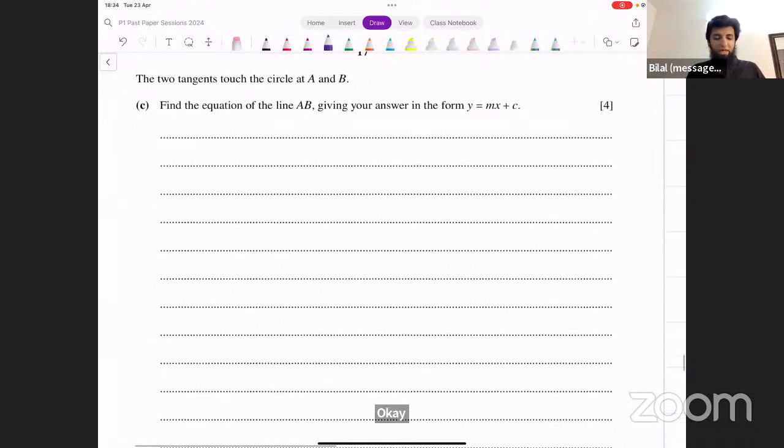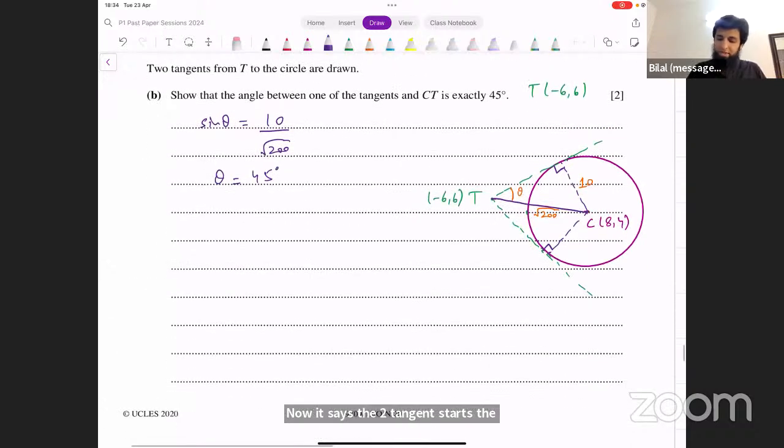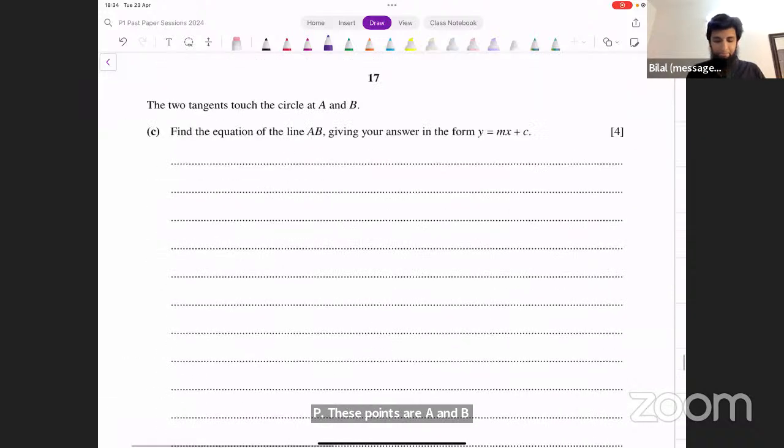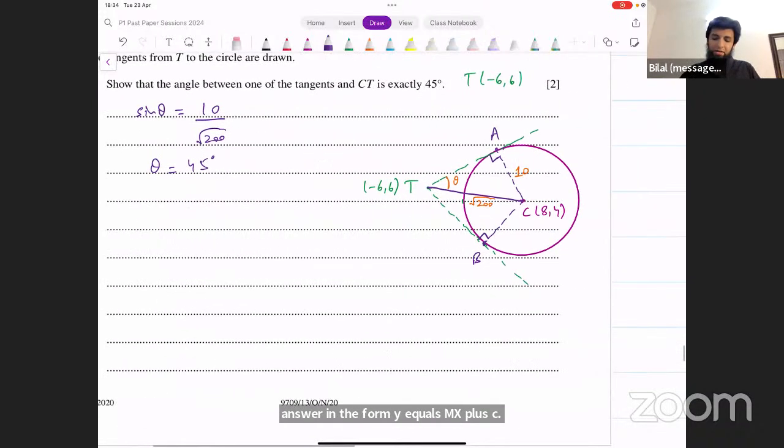Now it says the two tangents touch the circle at A and B. So they're saying this point is A and this point here is B. These points are A and B. Okay. Find the equation of the line AB, giving your answer in the form y equals mx plus c. Okay, so we want to find the equation of this line AB.